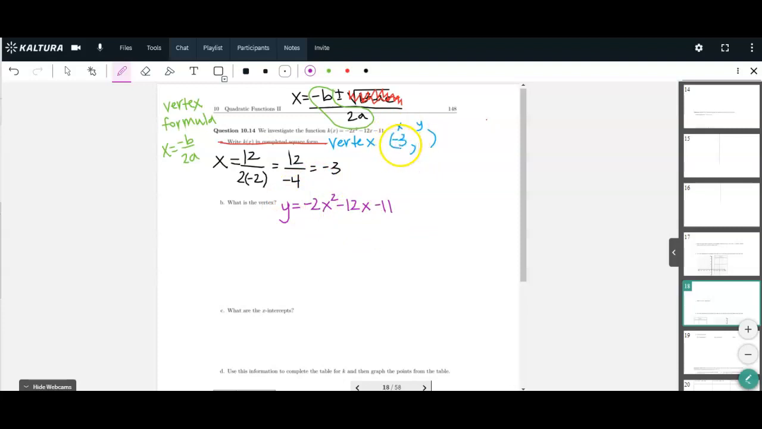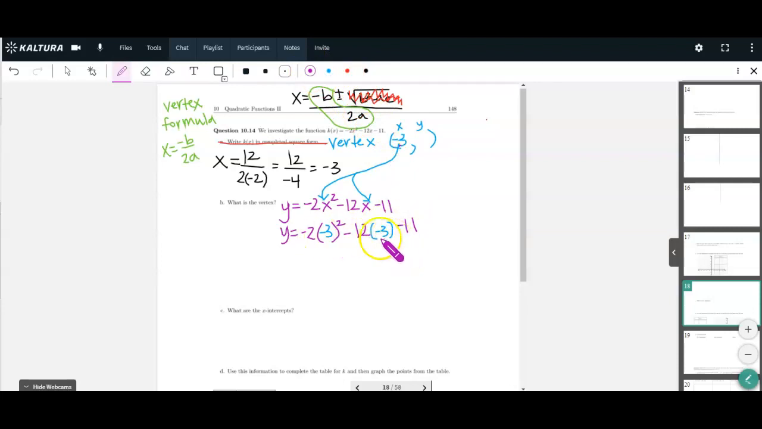So now I can substitute that in place of my x's that are there. That means I'm going to have a negative 3 that goes inside this x and also inside this one. So I get y equals negative 2 times negative 3, all squared, minus 12 times negative 3, and then minus 11.